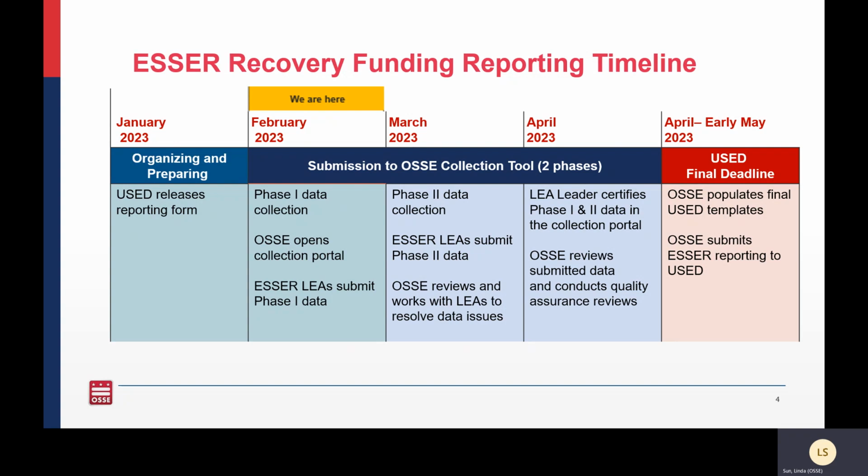Once that correction window closes, the LEA leader will need to go into the portal and certify to the state that, yes, all this data is accurate. And then we'll do a final look at the data and then submit it to the Department of Education. So that's overall what this looks like. This process is completely unchanged from last year, meaning the actual Phase 1, Phase 2, but also the data that is being asked for is the same as the data that was being asked for last year.